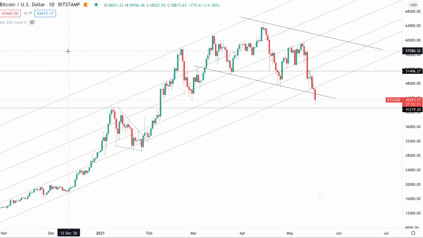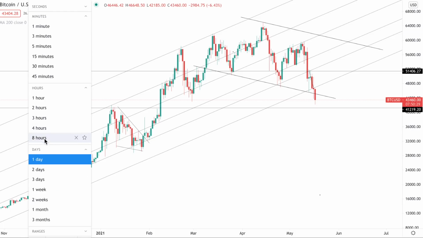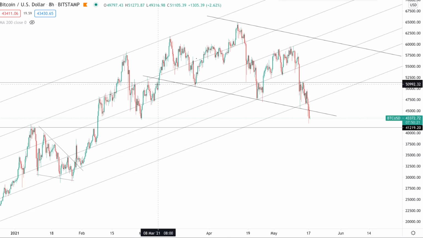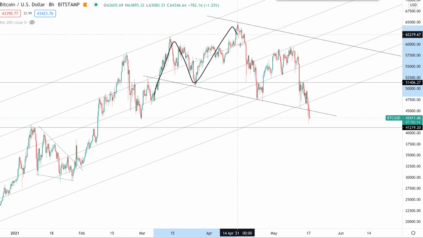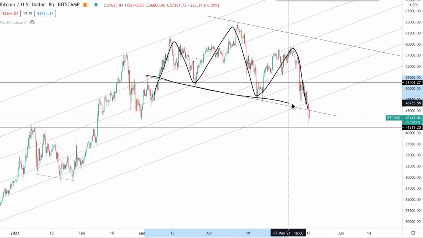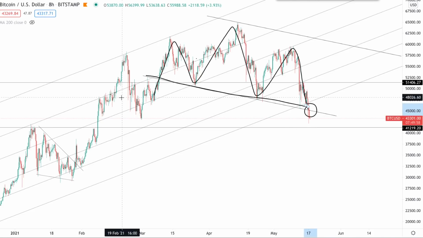So in the last video, we had a lot of comments asking about a head and shoulder pattern on Bitcoin. Let's take a look at the 8-hour chart here. So indeed, there is a nice head and shoulder pattern right there with one shoulder right here, the head, and another shoulder with a very well-defined neckline here. And now we have a solid break of that pattern. Now, is that something that we should worry about?